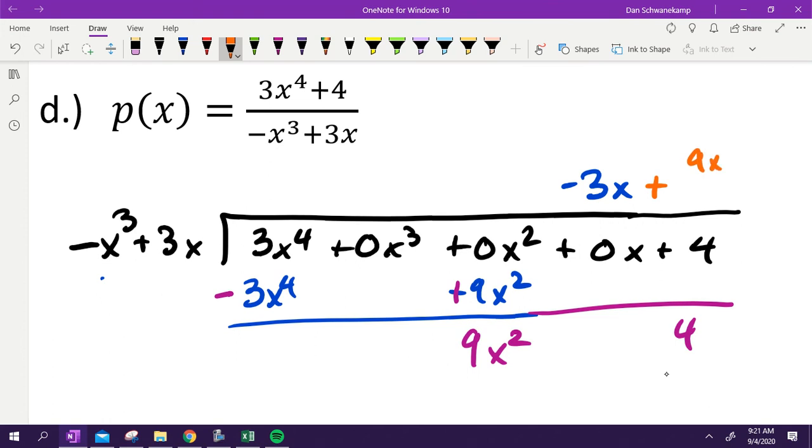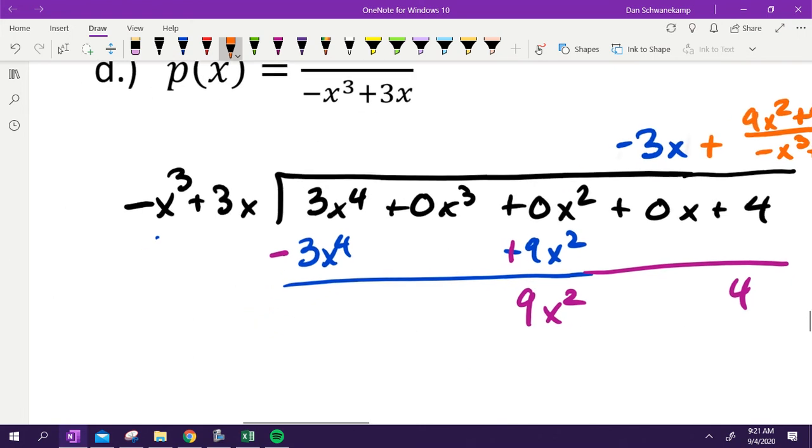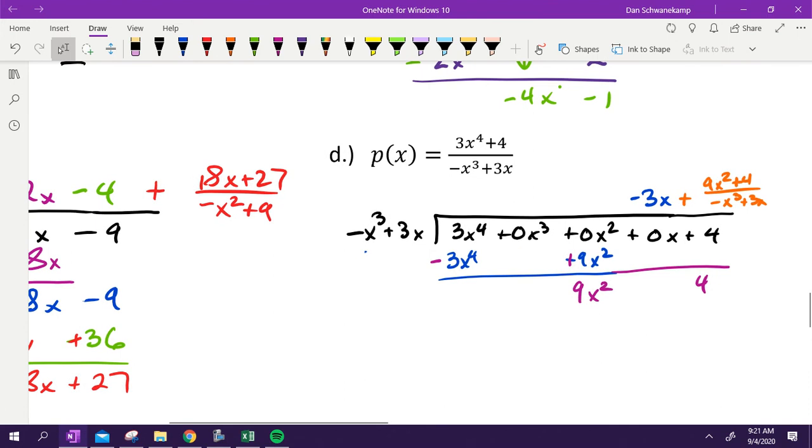Negative 3x plus 9x squared plus 4 all over negative x cubed plus 3x. That's just a remainder. Okay. We couldn't even do it twice. We could only go into once. Questions on D?